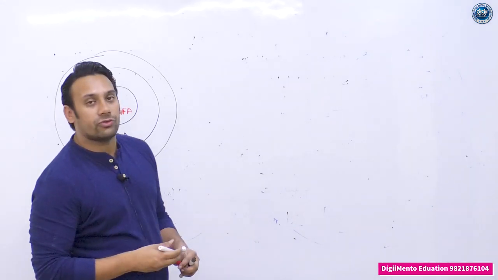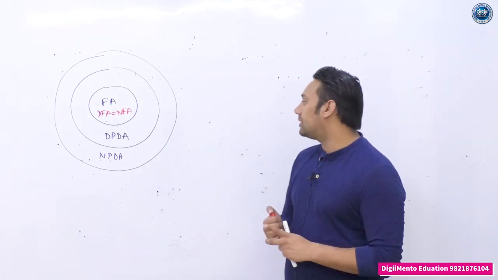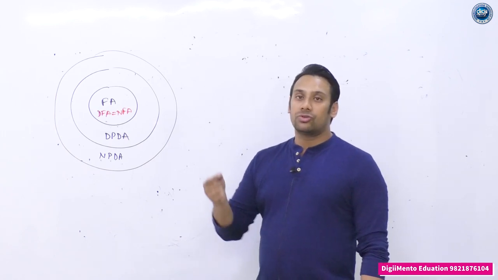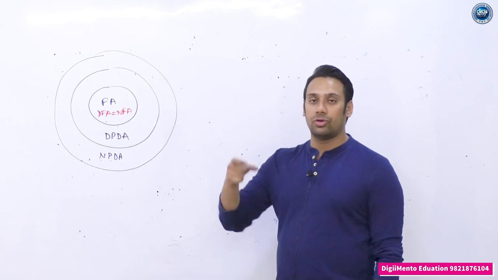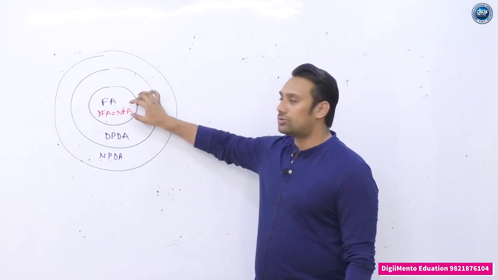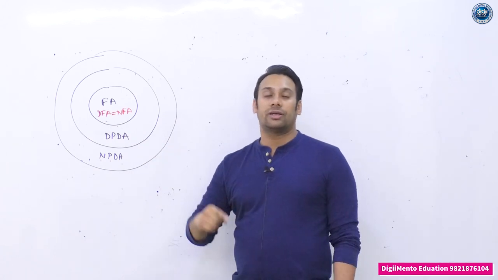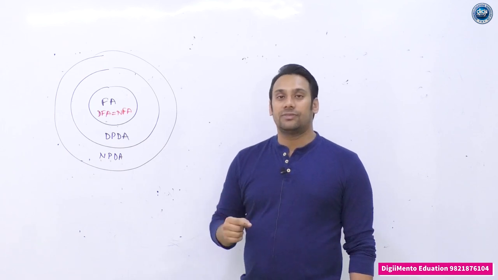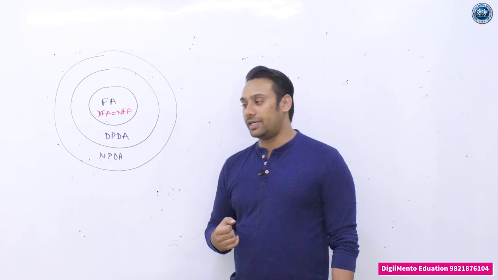And when I say more powerful, what do I mean by powerful? When I say powerful, it means this has more capability of solving a problem. So if we can propose a model which can solve more problems which this cannot solve, we can say it is more powerful. For example, deterministic push-down automata can solve more problems as compared to the finite automata. That is why we can say deterministic push-down automata is more powerful as compared to the finite automata.